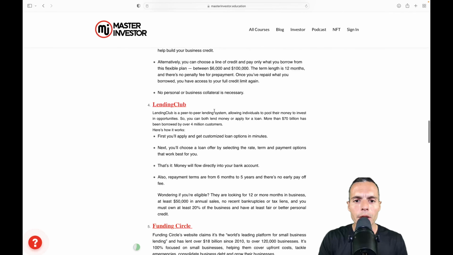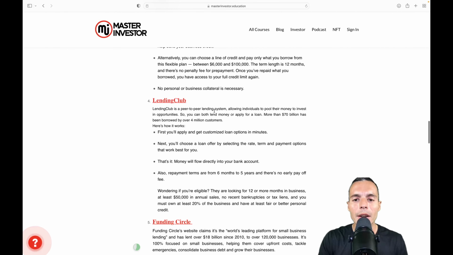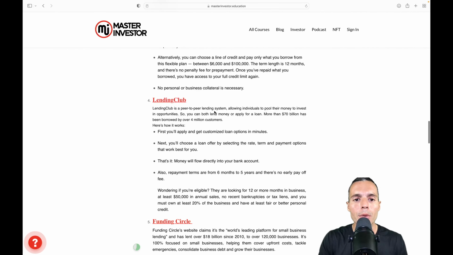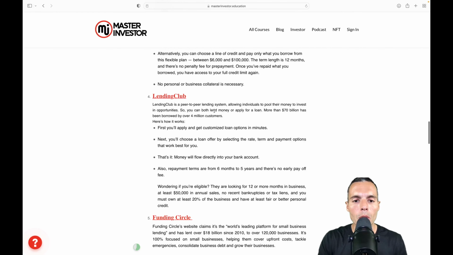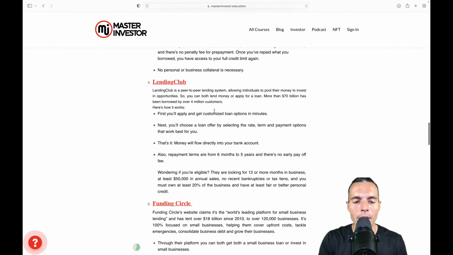Alternatively, you can choose a line of credit and pay only what you borrow from this flexible plan. Between $6,000 and $100,000, the term length is 12 months, and there's no penalty fee for prepayment. Once you have repaid what you borrowed, you have access to your full credit limit again. No personal or business collateral is necessary.